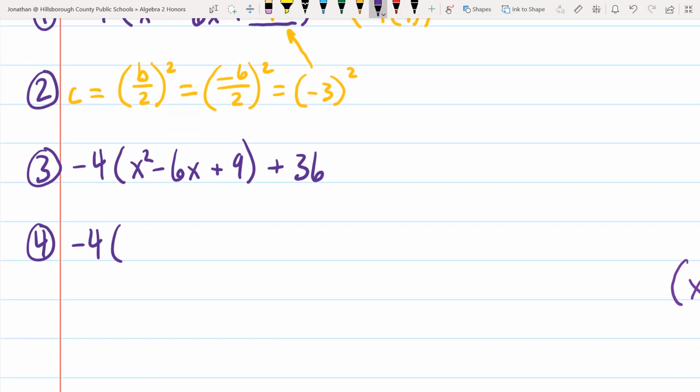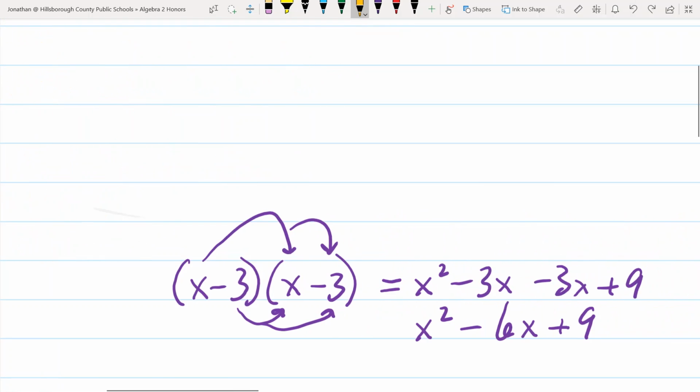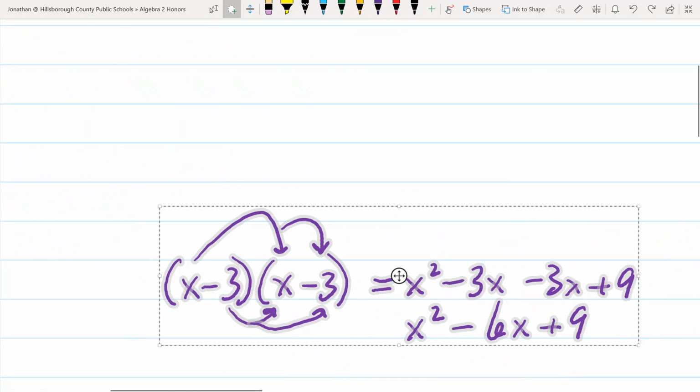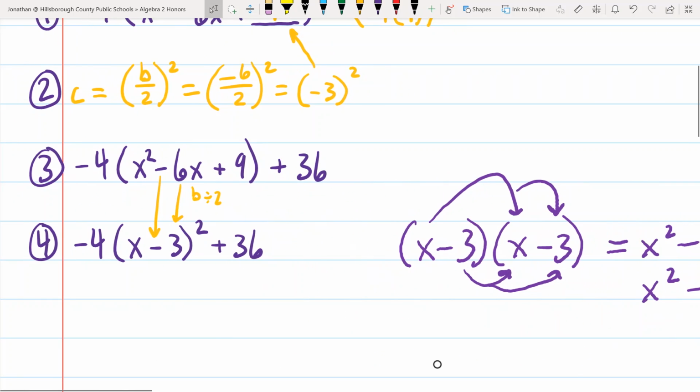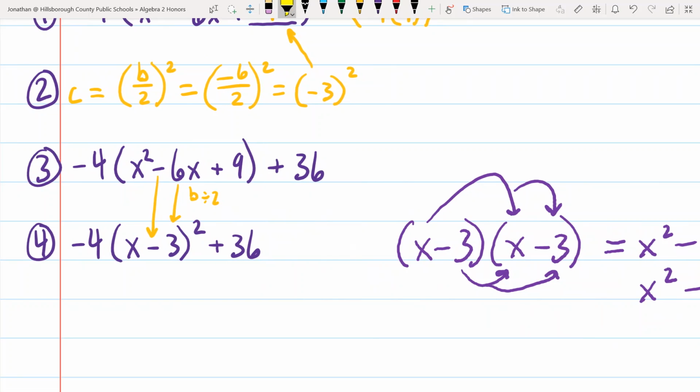Now let me write this down and then I'll explain. You take the sign from b and put it here, and then this is b divided by 2. That number always goes in this spot here. Now let me explain why with my little drawing I have over here. Let's pull this back towards the problem. Your vertex form, if you square your binomial here, should always result in what you originally had here.